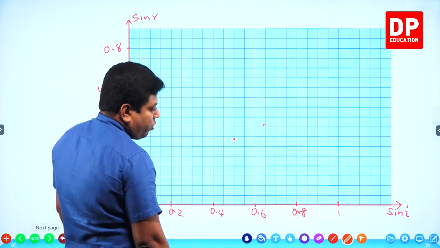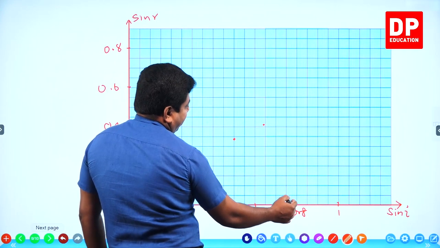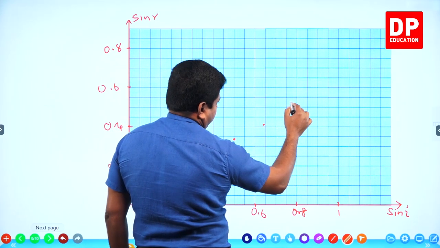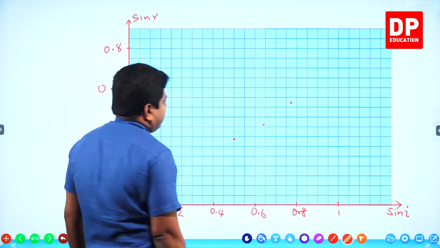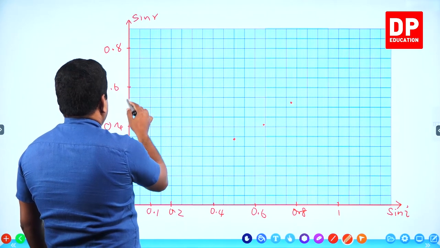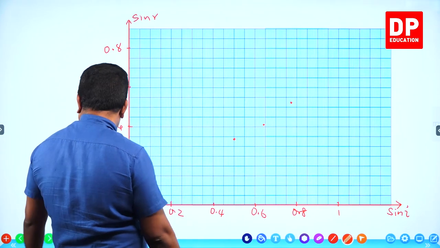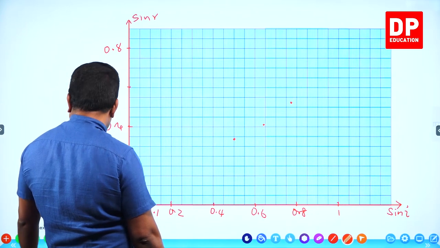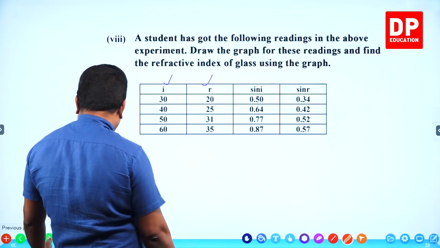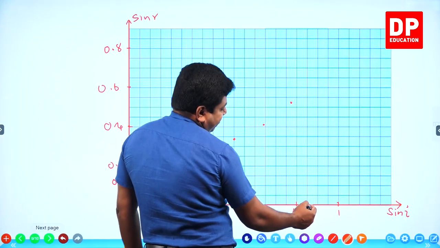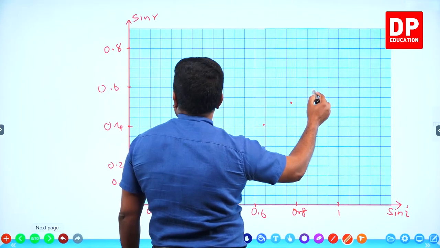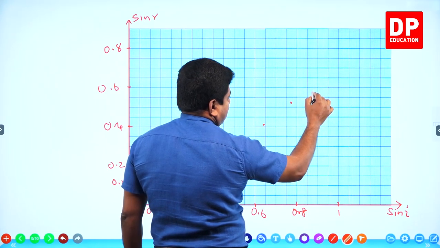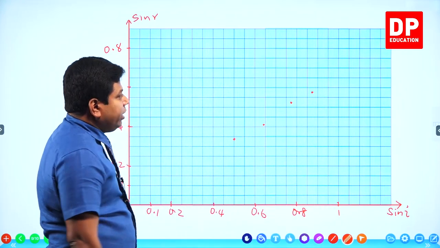Next, 0.77, 0.52. That will be 0.77, 0.52. This is 0.5, 0.55, yes. Next is 0.87, 0.57. 0.57 will be somewhere here. Right, that's how I'm getting all the points.